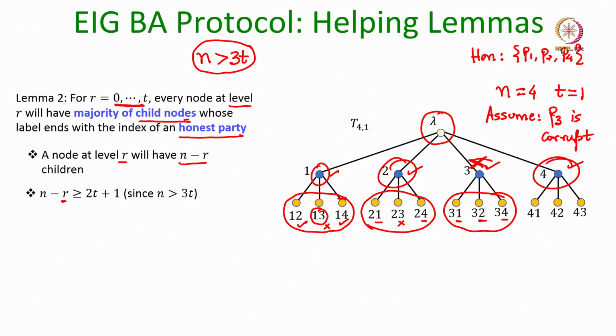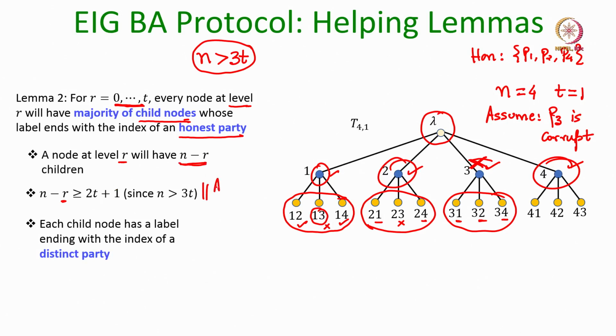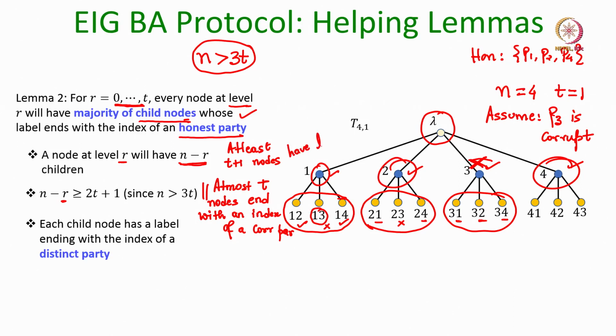That means, among the n minus r children, at most t nodes could be corrupt, that is, at most t nodes end with the index of a corrupt party, and at least t plus 1 nodes have the property that their label ends with an honest party.